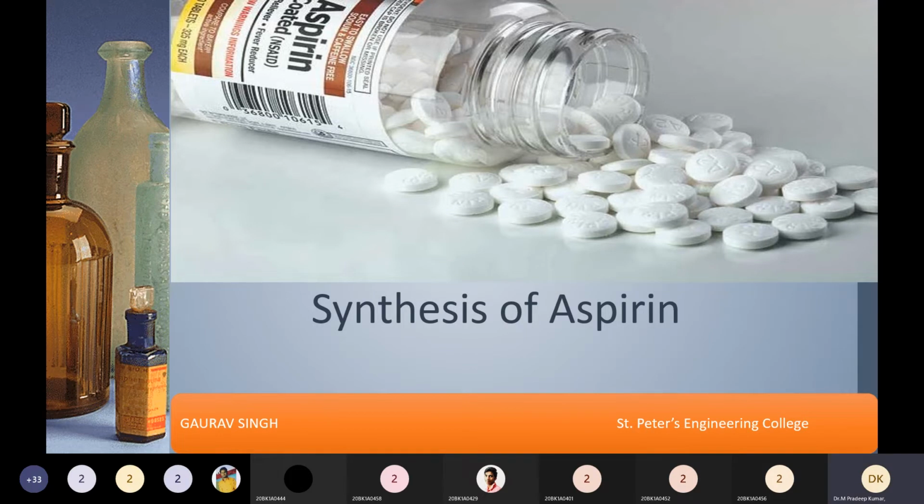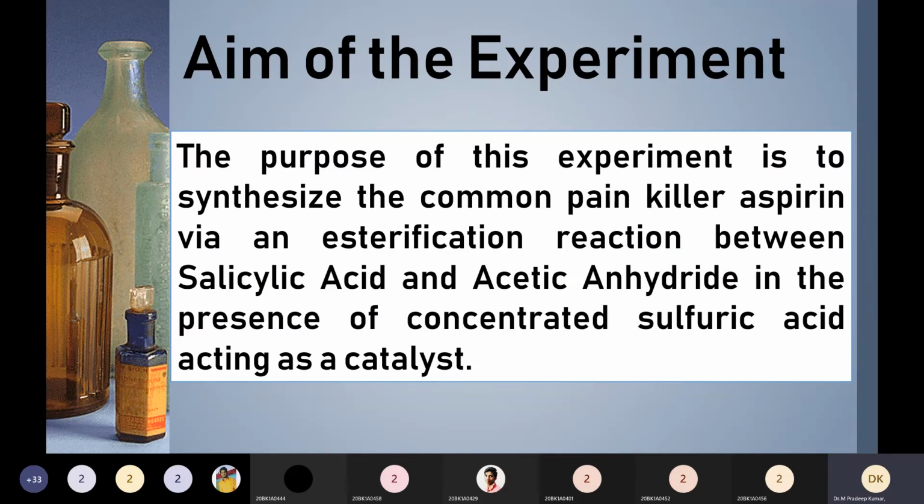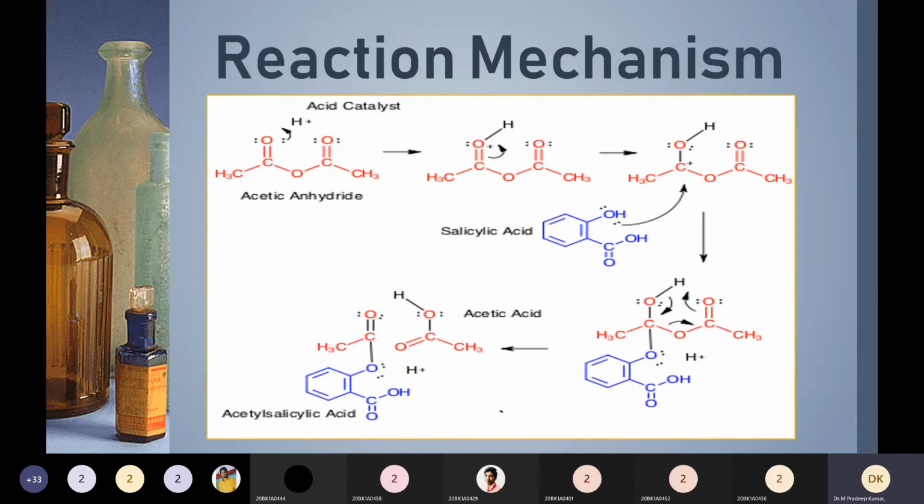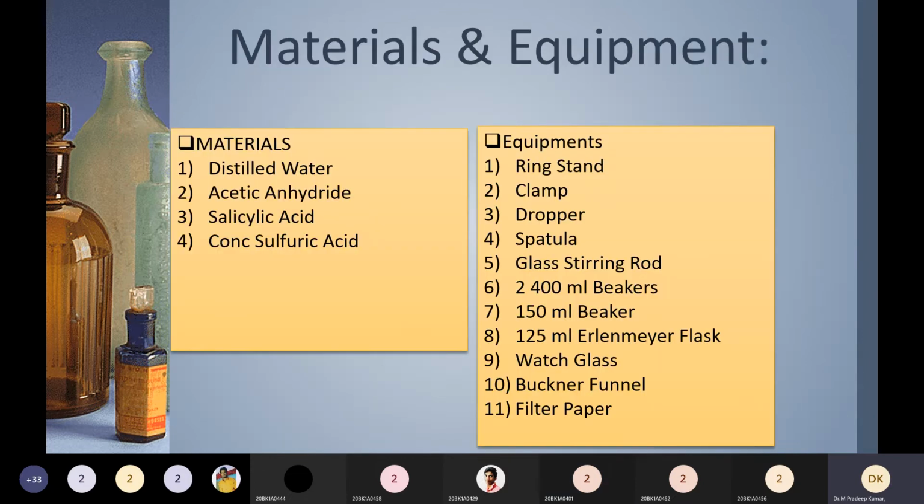Yield percentage. Is it visible on the screen? Yes, sir. Okay, I'll take your attendance around 350 or 345.